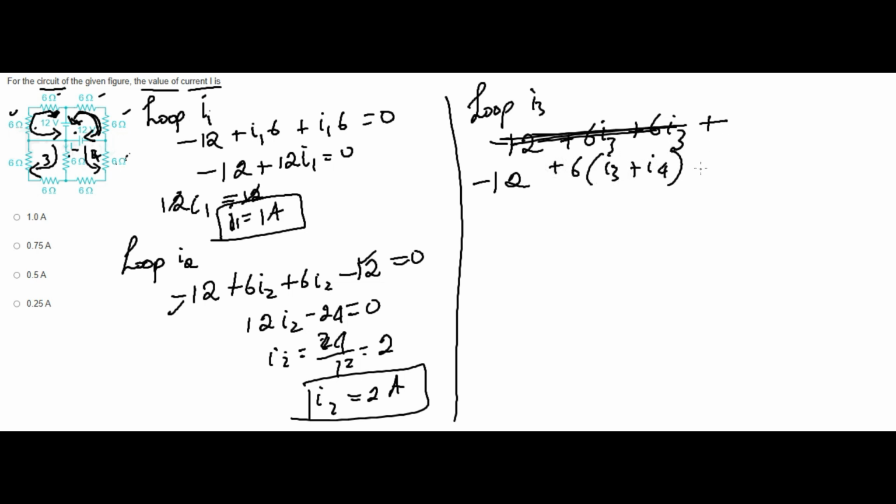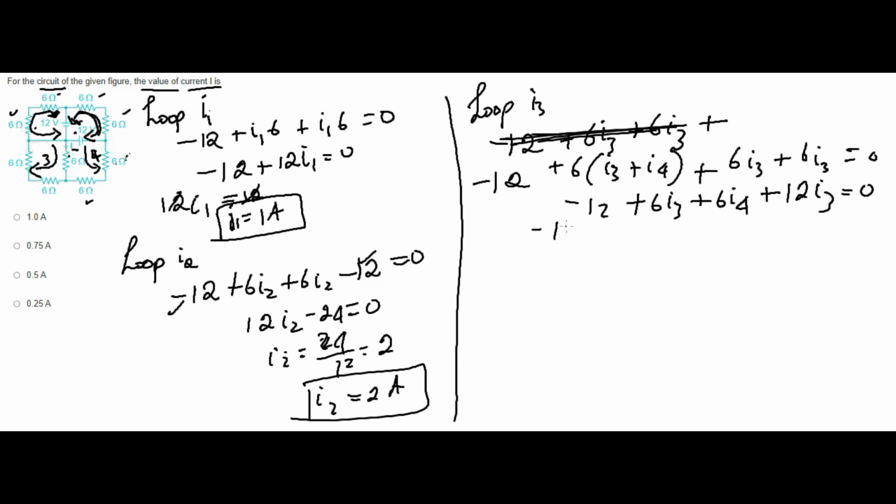Then you have to take 6 into I3 plus 6 into I3, which is equal to 0. So you can consider minus 12 plus 6 I3 plus 6 I4 plus 12 I3, that is equal to 0. Minus 12 plus 6 plus 12 gives 18 I3, then plus 6 I4, equal to 0. So 18 I3 plus 6 I4 is equal to 12. This is the third equation.